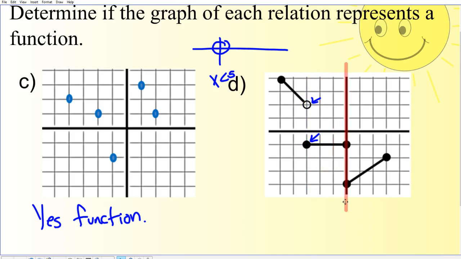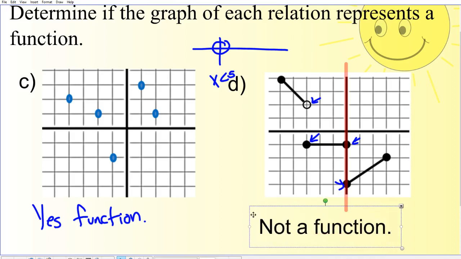Right there. Now, does it fail right here? The answer is yes. It does fail right here because it's going through this dot here and this dot here. See how they're both solid? Solid filled in dots means there's actually a point there. So because it's going through both this guy here and this guy here at the same time, this is not a function. Not a function.